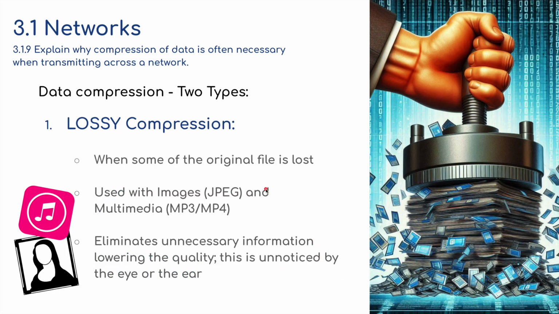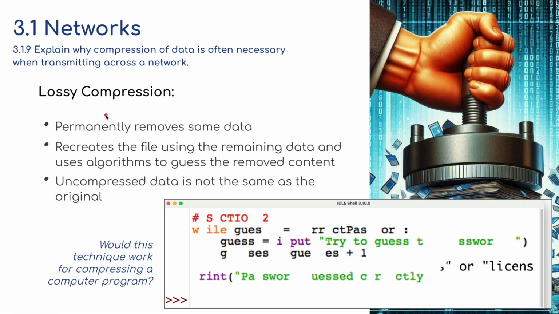Okay, so let's have a little look at lossy compression first of all. This is when some of the original file has been lost. It's used generally in images and multimedia, MP3 and MP4, and it eliminates unnecessary information, lowering the quality in a way that is generally unnoticed by the eye or by the ear. It permanently removes some of the data. It recreates the file using the remaining data and uses algorithms to guess the removed content. Uncompressed data is not the same as the original.